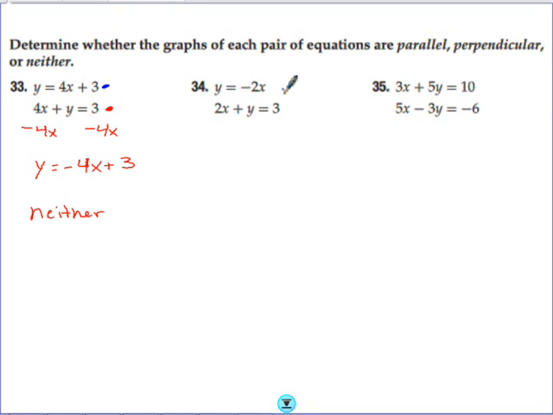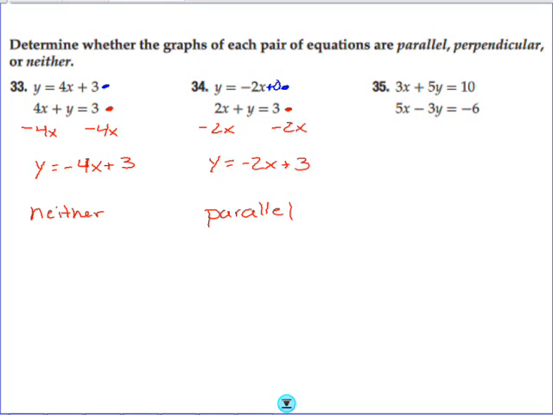Here let's look at these. Same thing, the first one is in slope-intercept form already. I have y equals negative 2x. By the way, what would be the y-intercept of this line? If there's nothing there, it would be plus 0. So this one has a y-intercept of 0. Now let's get the red in slope-intercept form, so I'm going to subtract 2x, y equals negative 2x plus 3. So we have negative 2x plus 0 and negative 2x plus 3. They have the same slope, but a different y-intercept, so they are parallel.